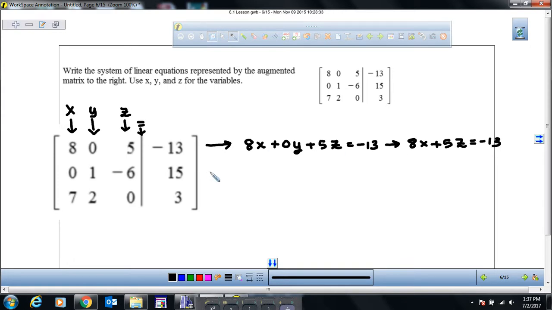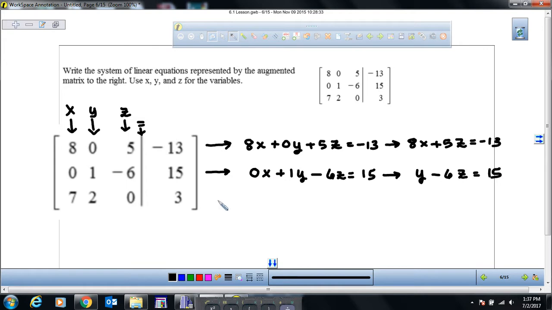Now, second equation. You see that there is no x, so we're going to put a 0x plus 1y minus 6z equals 15. Two things that we can fix here. The 0x, we don't have to write it. We're just going to put y, and we don't have to put the 1 either. So y minus 6z equals 15.